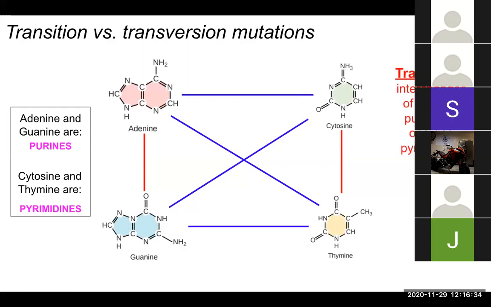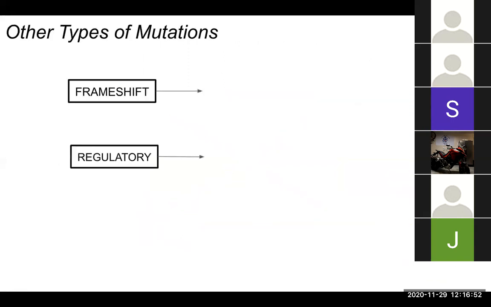So transitions are interchanges of the two-ring purines or the one-ring pyrimidines. And the transversions are interchanges of a two-ring purine for a one-ring pyrimidine or vice versa. Go ahead and go to the next slide for me.